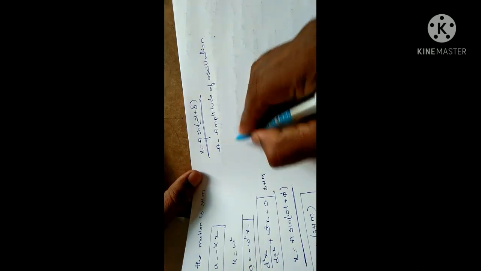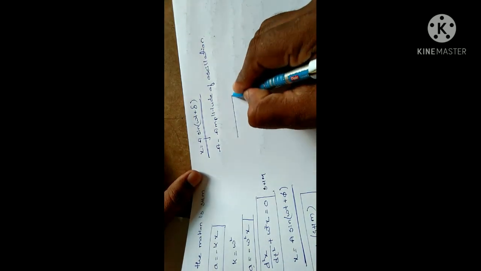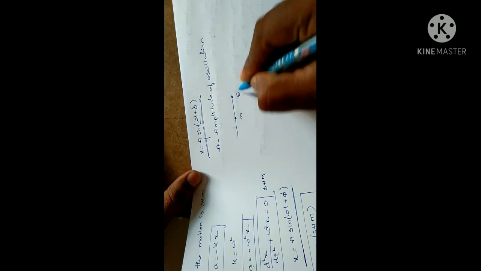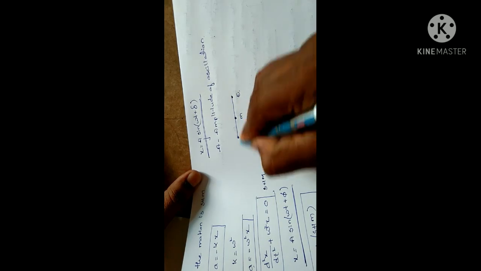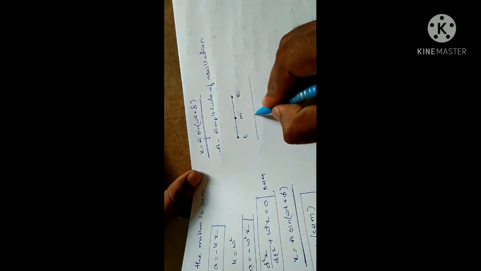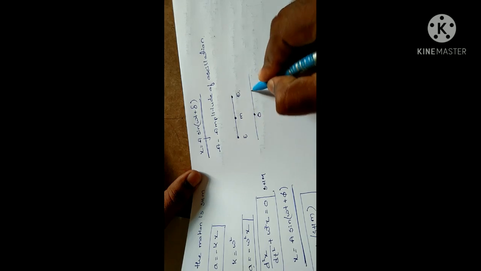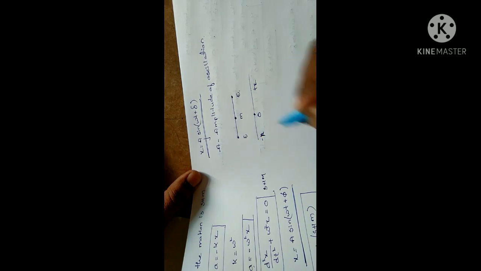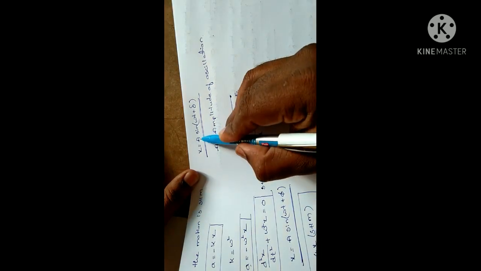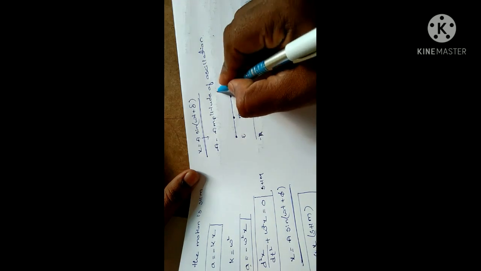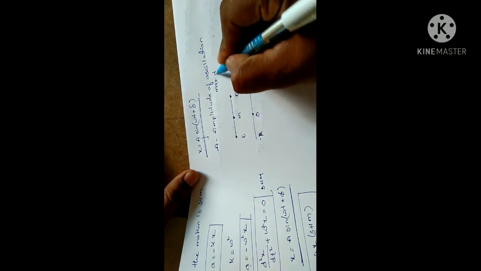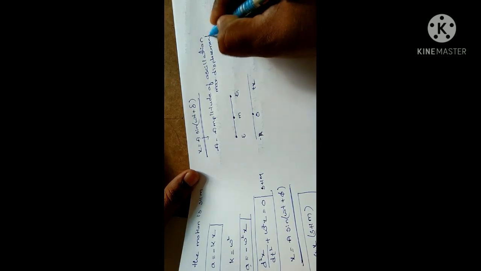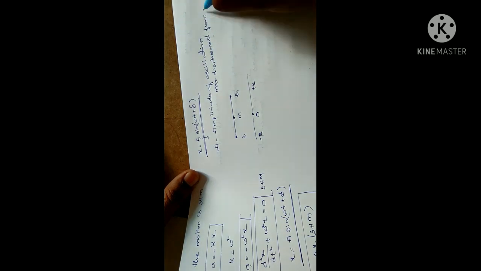So yesterday I told you that in a to and fro motion, this is called the mean point, this is called the extreme point, and this is called the second extreme point. If this is along the positive x-axis, consider this as origin, this as plus x, and this as minus x. Here A represents amplitude. Amplitude is nothing but the maximum displacement from the mean point.